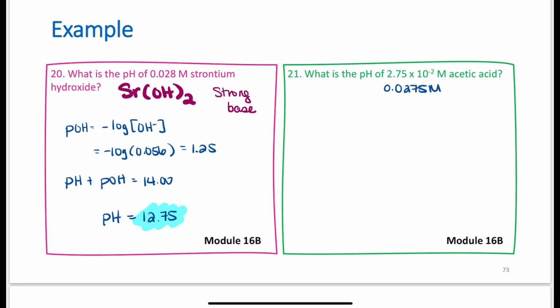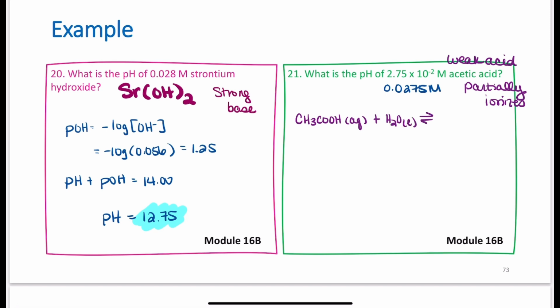So I need to also recognize that acetic acid is a weak acid, which means it only partially ionizes. Only some of the acetic acid molecules in solution will give up a proton, not all of them. So I have to use the RICE chart. I also should know the formula of acetic acid. CH3COOH, or if you want to write it as C2O2H4 or HC2H3O2, I don't care as long as it's the right formula.